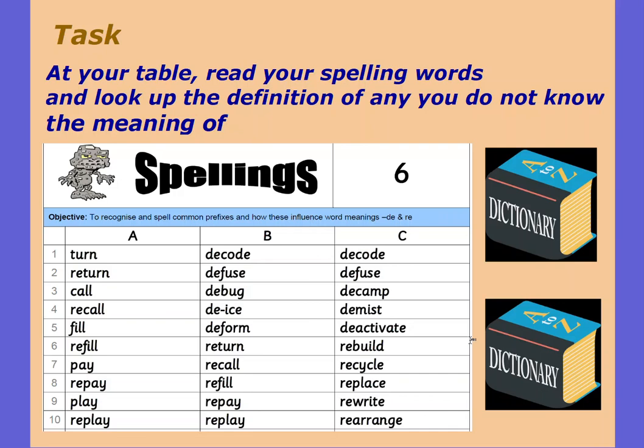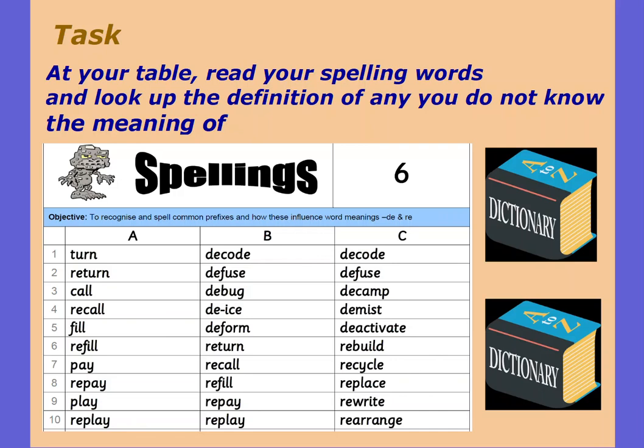Okay, so we have a task now. You can spend the last 15 minutes of your lesson completing your task. So at the table, read through your spelling words. They're going to be up on the board for you. And just look up any definitions that you don't know, any words you don't know the meaning of. Look them up in your dictionary. So this is going to be on the board for you.